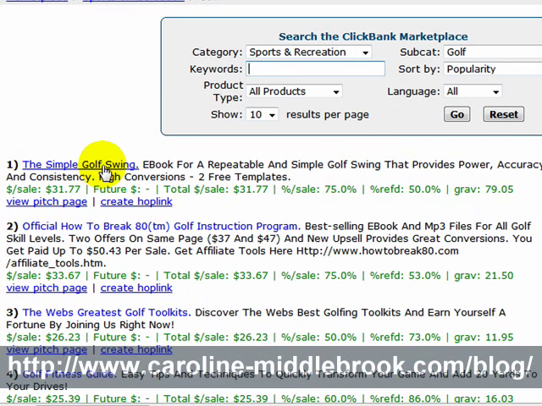There we go, the simple golf swing here. There's two particular things you're looking for. The amount per sale. This is almost $32 per sale, so that's a fairly decent price for an affiliate product. And the other important value is this thing called gravity. You want this to be at least sort of 10, 20, ideally 50 or above. The gravity means how well this particular product is selling.